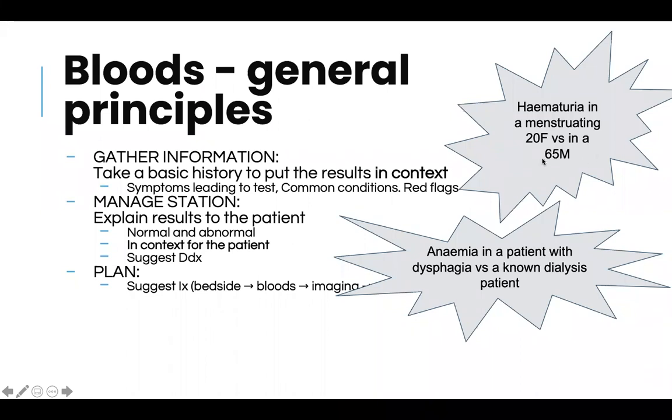Great. Then you want to explain the results to the patient, normal or abnormal, suggest a differential diagnosis, and then suggest ongoing plans. The way I like to do it is to do some bedside investigations where you can do that in the practice, for example things like an ECG, observations, a urine dip, blood sugar. Then you want to suggest some more blood tests, which can be done on the same day, any imaging that's required, or any special tests, or any onward referral to the specialty that may be appropriate for your patient.